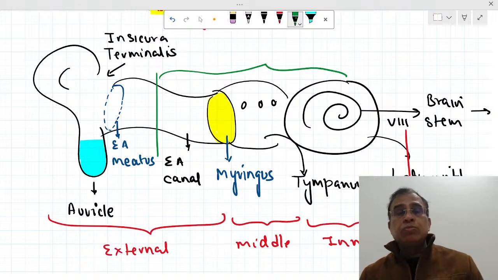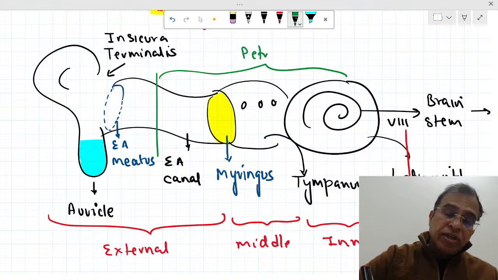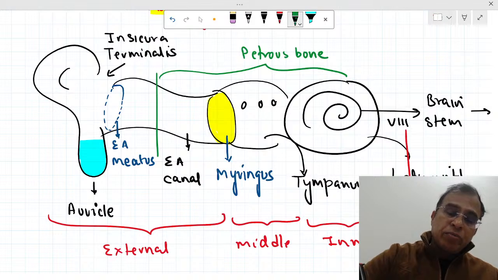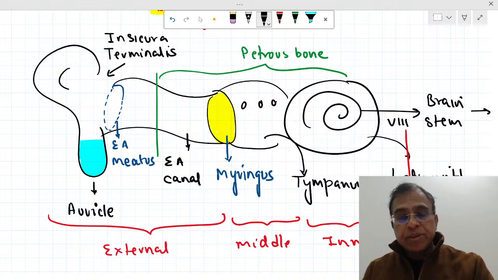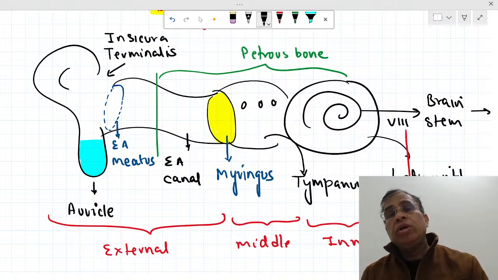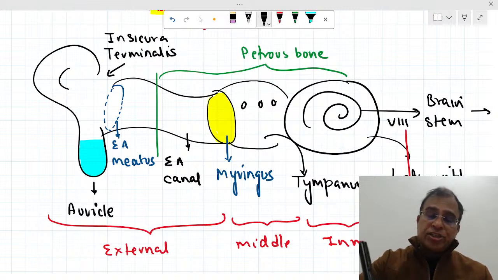Any idea? Which bone is this lying inside? It lies in the petrous part of the temporal bone. So it's petrous bone. The ear lies inside this petrous part of the temporal bone. Remember, that's one point. So that's why the canal is called the bony ear. And this is the junction of the bone and the cartilage.